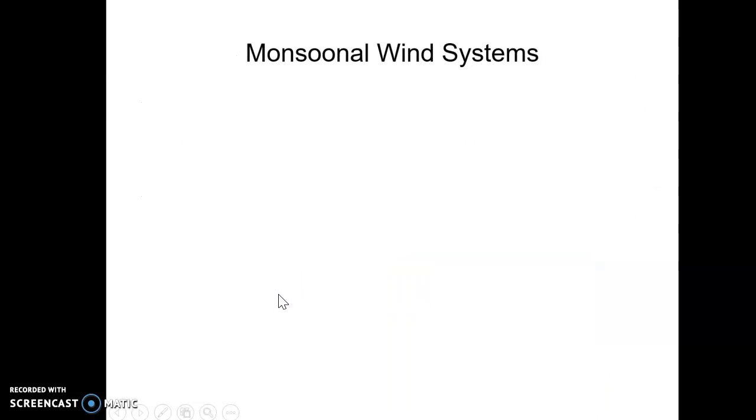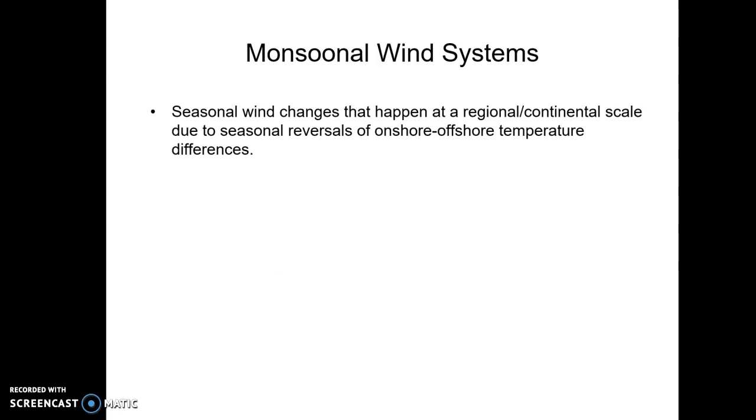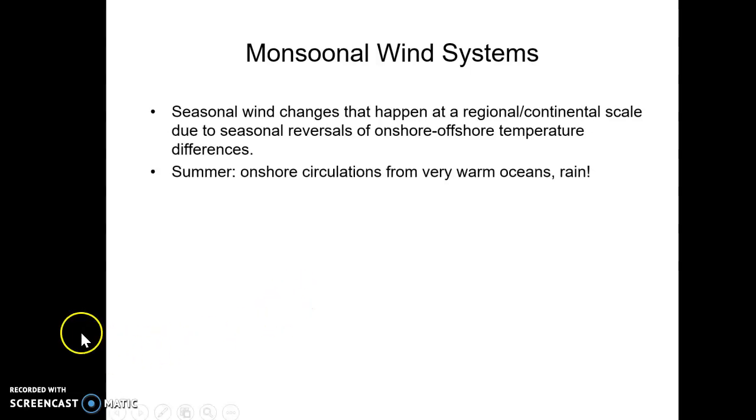Okay, so now we're to monsoonal wind systems, which are kind of like giant sea and land breeze systems, except they're at a more kind of subcontinental scale. Seasonal wind changes that happen at a regional continental scale due to seasonal reversals of onshore, offshore temperature differences is the standard definition. In the summer, not surprisingly, the land heats up more than the sea, so you have onshore flow of air into large regions.